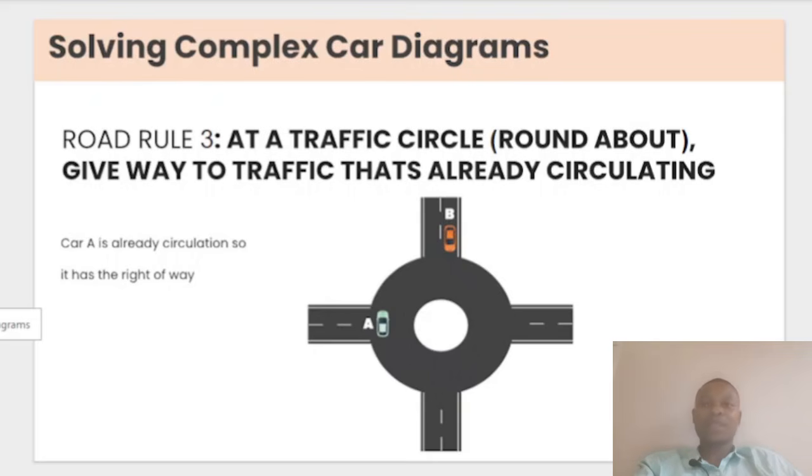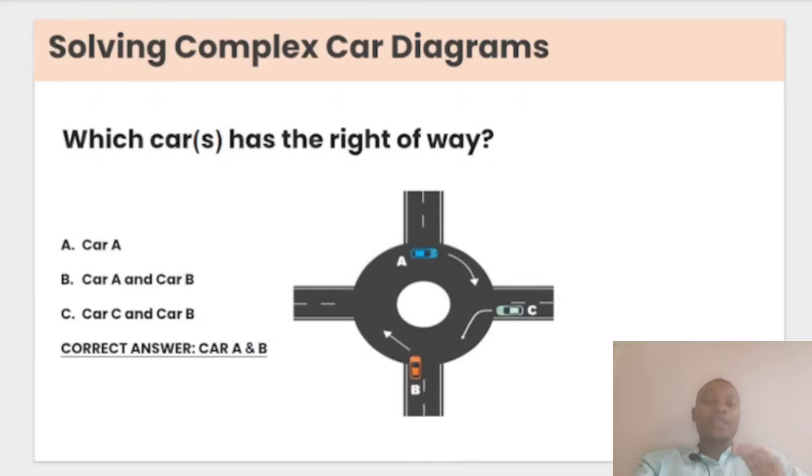Now I hope I've stressed that point enough. If you're wise, I believe that you are writing notes. Okay, now let's look at this question just to test if you properly understood. This question says, which car or cars has the right of way? Now we have 3 cars: car A, car B, and car C. We can see that car A is the only car that is circulating. But what about car B and what about car C?